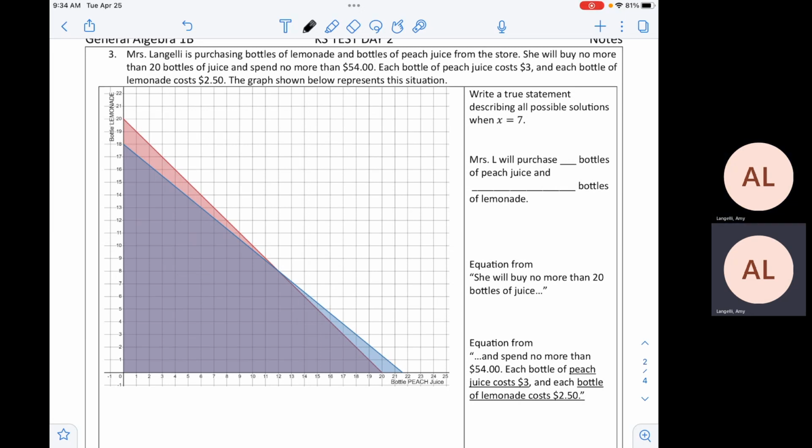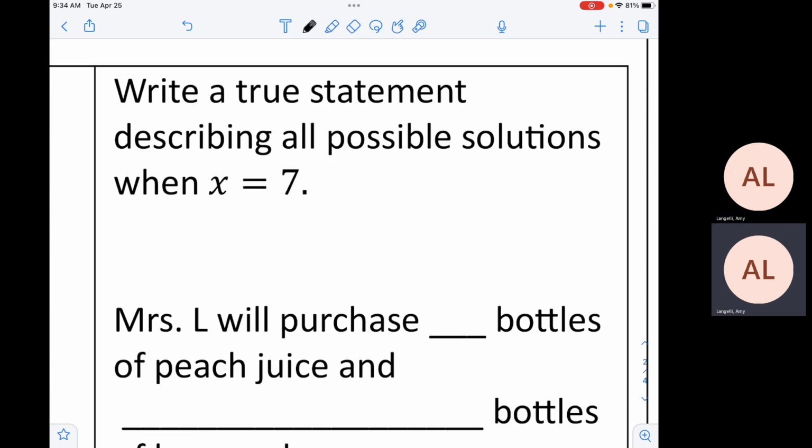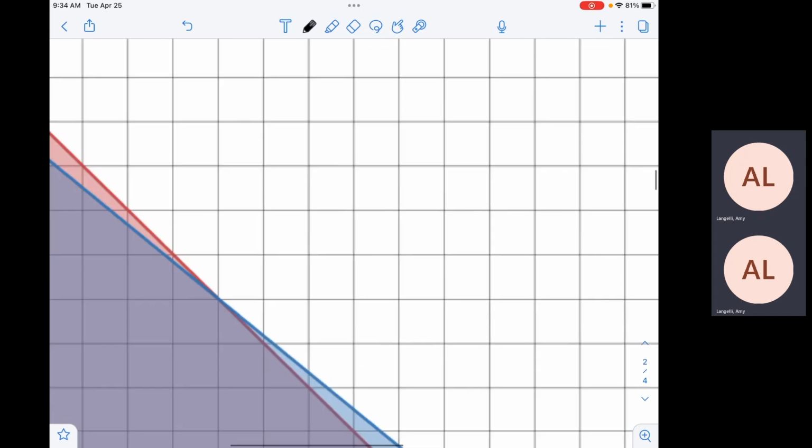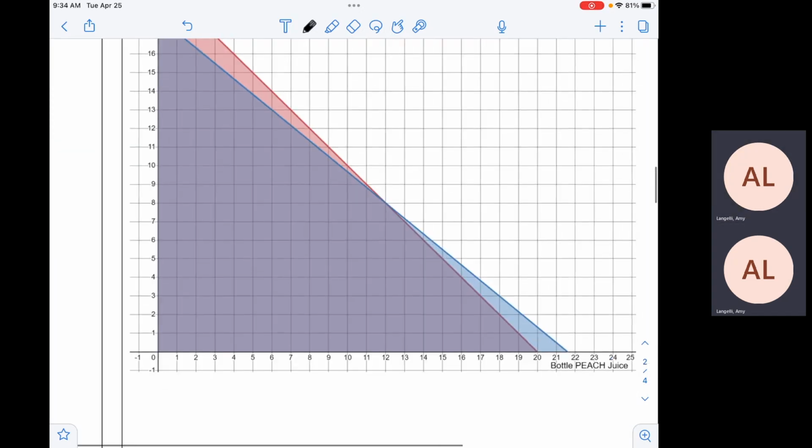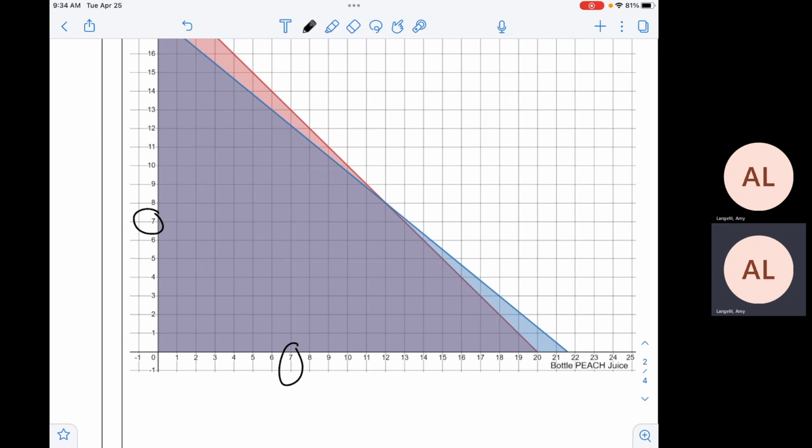Okay, here we go. Write a true statement describing all possible solutions when x is 7. Let's go to our graph. Can everybody find where x is 7 and draw kind of like an indicator where x is 7? Do you guys see it? Okay, tell me, I'll just use the circles on the board. This 7 or this 7? The bottom 7, that's where x is 7.